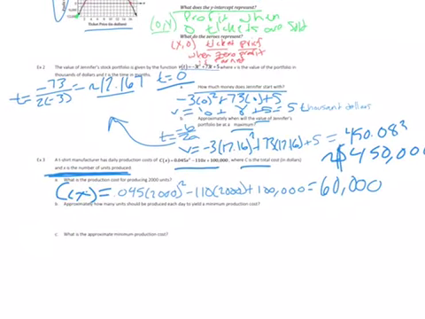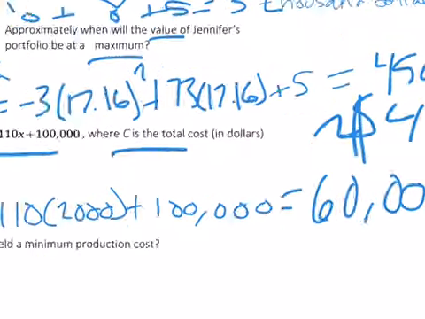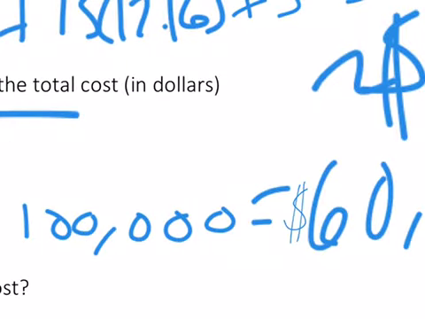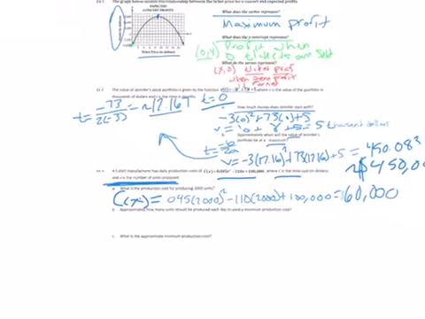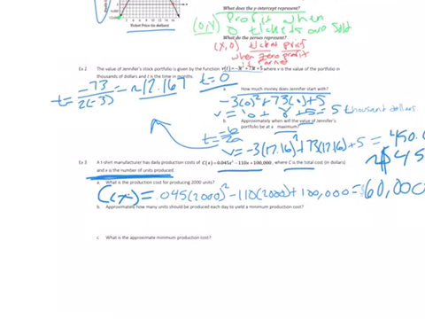It is the cost, so it'd be $60,000. Okay, approximately how many units should be produced each day to yield a minimum production cost? Now remember, we know there is going to be a minimum value because our a is not negative, it's positive. So we know it's going to be opening upwards, yielding a minimum, okay? So approximately how many units should be produced each day to yield a minimum production cost?